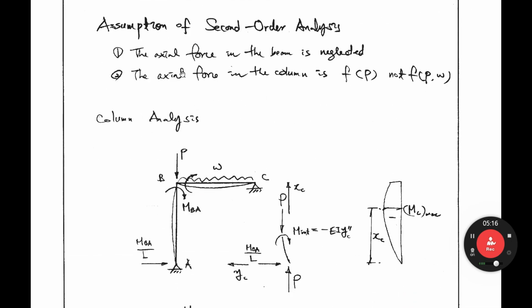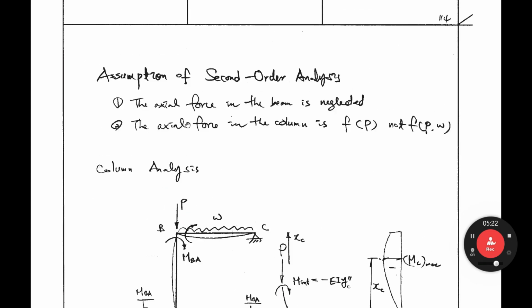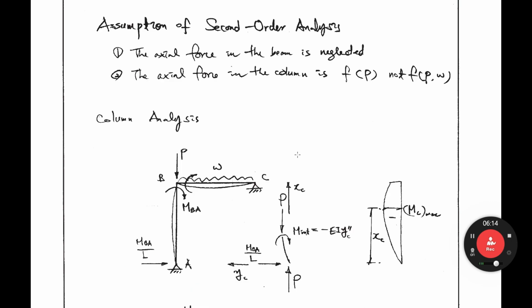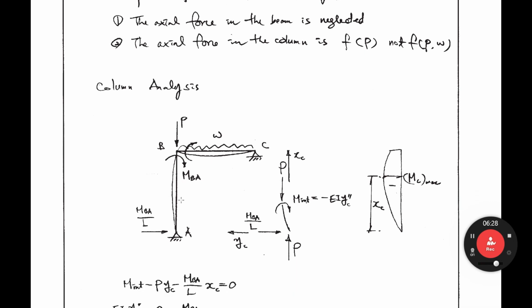And second assumption is that axial force in the column is function of P, not function of P and W. It means the column axial force only consider P, not W, for making the problem simple. Otherwise, it will be much more complicated. From now on, let's do second order analysis of column first. Let's look at this. Let's assume the moment at B direction is MBA. That is MBA. That is MBC because this is C.